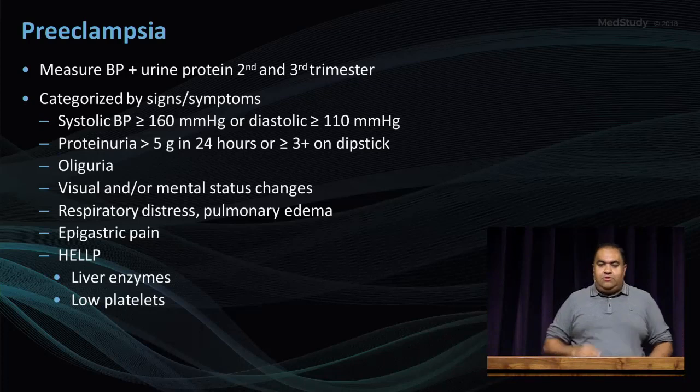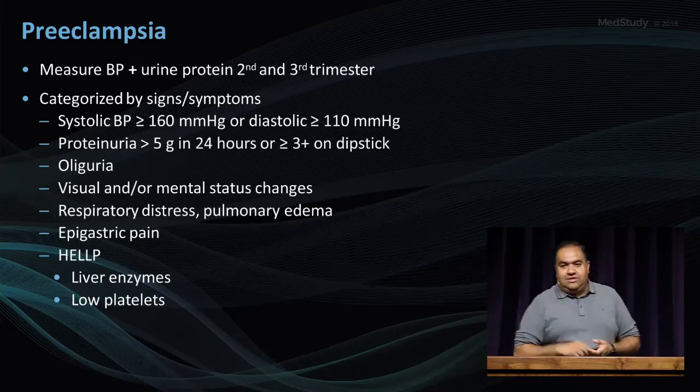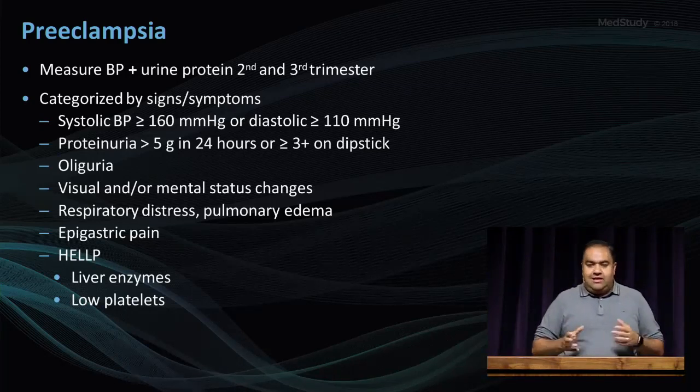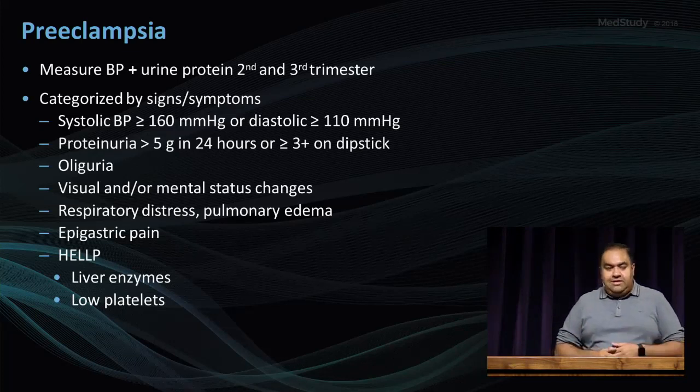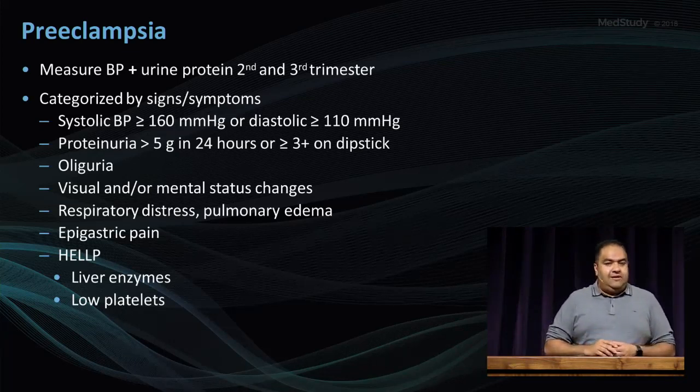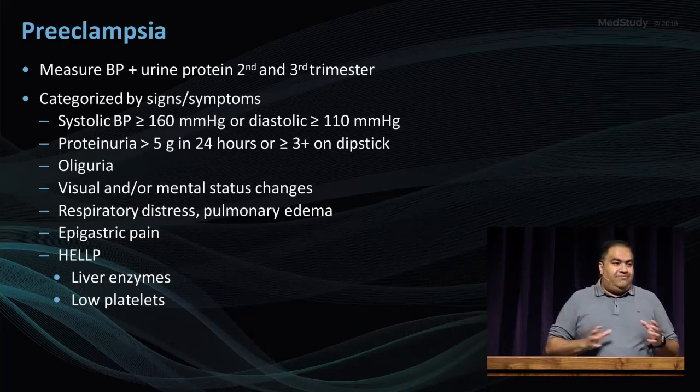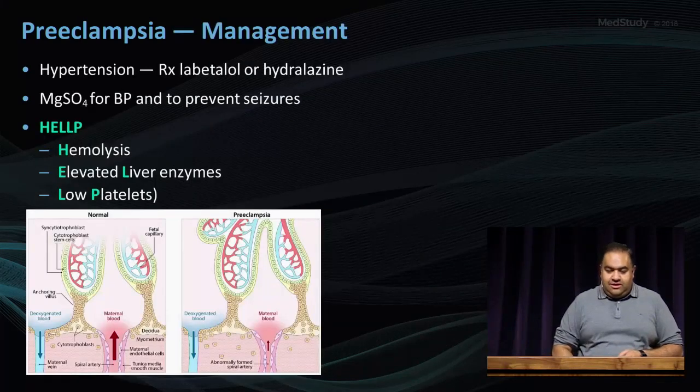So preeclampsia. You want to measure blood pressure and urine protein in the second or third trimester. It's categorized by many symptoms or signs: elevated systolic blood pressure, proteinuria greater than 5 grams in a 24-hour period, oliguria, visual or mental status changes, epigastric pain, pulmonary edema, and then there's HELLP syndrome. So hemolytic anemia, elevated liver enzymes, and low platelets. HELLP syndrome is more of a further stage along the way.